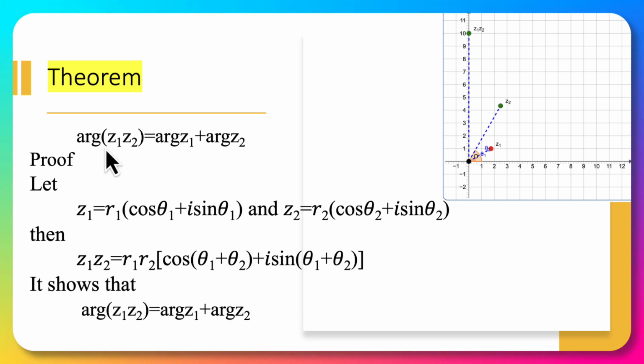The essence of the polar form of a complex number can be seen in a theorem called: the argument of the product of two complex numbers z1 z2 is the sum of the arguments of z1 and z2. This means when we multiply two complex numbers z1 and z2, we will get r1 times r2 as the magnitude and theta 1 plus theta 2 as the amplitude.